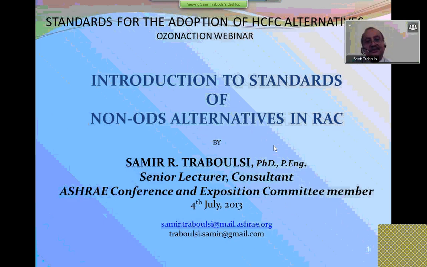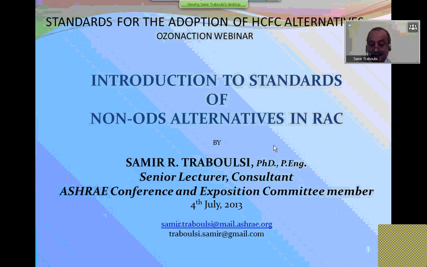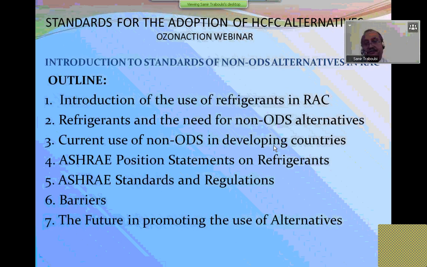I was asked to work on a topic which is very important for many developing countries, particularly Article 5 countries. In this presentation, I'd like to go through the refrigerants used in refrigeration and air-conditioning systems, and how we can add the heating system as well. Why we have moved, or are trying hard to move, from non-ODS alternatives into low-GWP alternatives, especially in developing countries, where we have seen developed countries move much earlier than us. Then I'm going to present ASHRAE position statements on refrigerants, as well as the standards we're part of on refrigerants. In the last couple of slides, we talk about certain barriers and how to move forward from that.